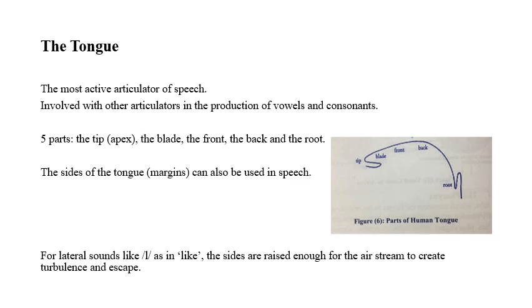Okay? Now, the tongue is divided into 5 parts. The tip of the tongue or the apex, the blade, the front, the back, and the root of the tongue, which is opposite the velum. Again, if you look at this illustration of the tongue, here we have the tip of the tongue, and then we have the blade, then the front of the tongue, and here the back of the tongue, and the last thing is the root of the tongue, which is, as I just said, opposite the velum.